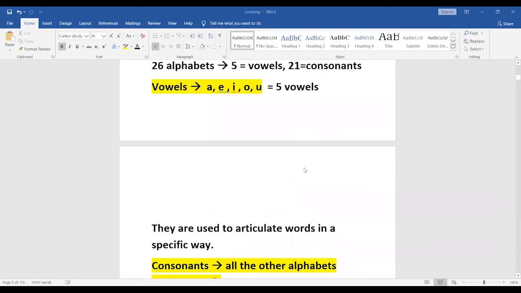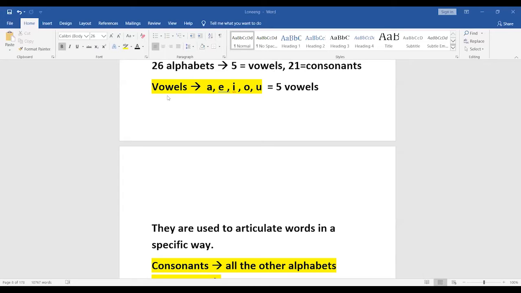Before we do that, I need you to understand and know what is a vowel and what is a consonant. Now, there are 26 alphabets in the English language. 5 of them out of the 26 alphabets are vowels and the other 21 alphabets are called consonants. Why is it called a vowel or a consonant? They are used to articulate a word in a certain way. So vowels and consonants help in pronouncing a word properly.